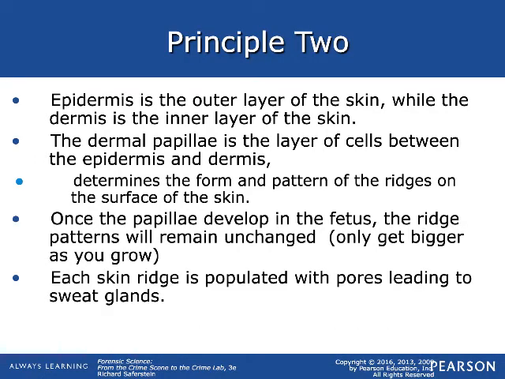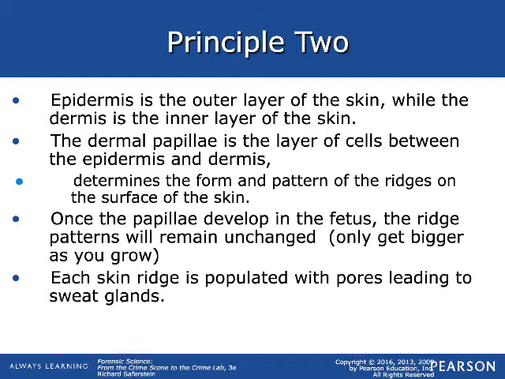Okay, now principle 2. This is about the anatomy of the skin and how we get these friction ridges. The epidermis is the outer layer of our skin, so that's what we actually touch, and the dermis is the inner layer below that. The dermal papilla, a papilla is kind of like a bump, is the layer of cells between the dermis and the epidermis.